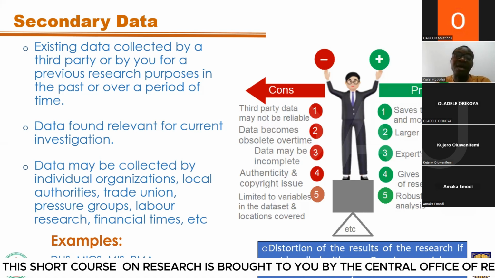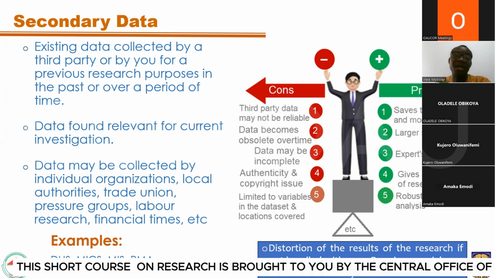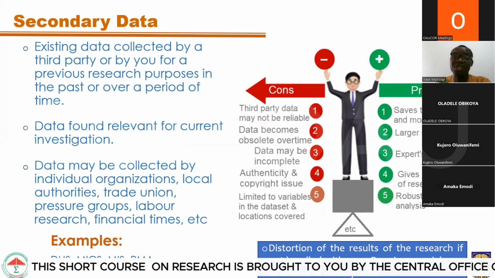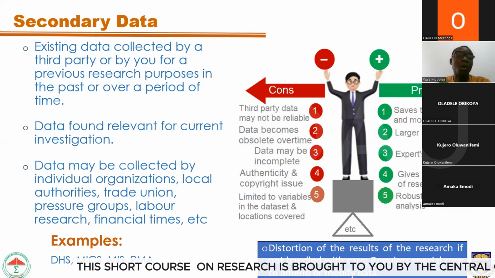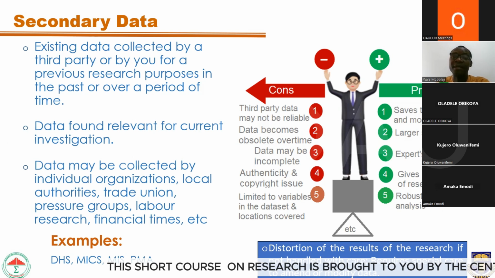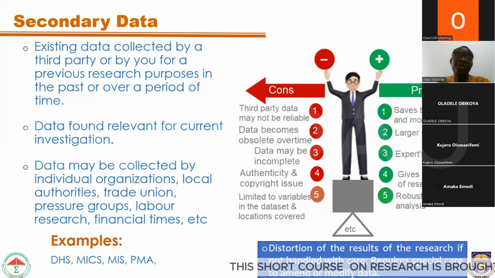In terms of the advantages of using secondary data, it saves your time and effort, and you could have access to a large sample size. Most of the time, secondary data collected by a third party, maybe an organization, is likely to have an expert touch, so you could be guaranteed of the quality of the data. And also, it gives you a frame of research direction because you already have the variables, you have the data, you know what is in that data set.